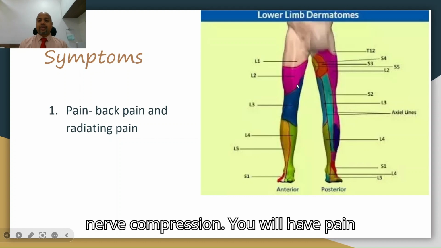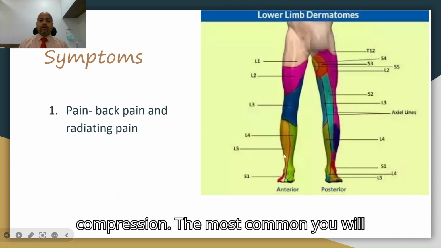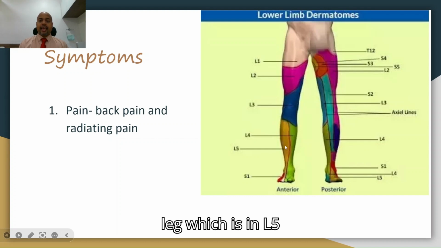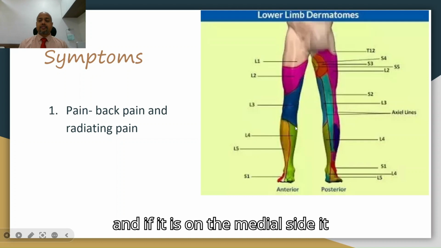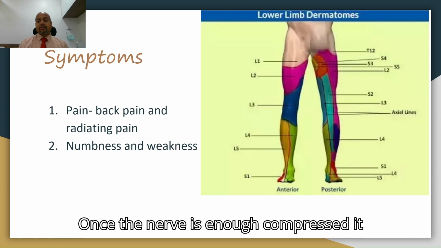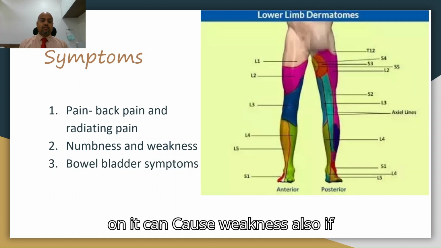You will have pain around the knee in L3 nerve root compression. The most common, you will have pain along the lateral side of the leg, which is L5, and if it is on the medial side it might be the L4 nerve root. Once the nerve is compressed enough it will start causing numbness and later on it can cause weakness also.